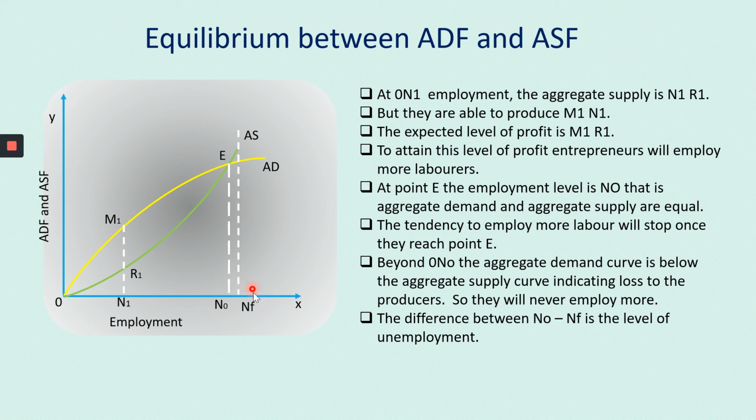This can be clearly understood because equilibrium is attained at N naught, but the level of full employment is at NF. So you have to understand that the equilibrium level of employment need not be full employment. The concept of effective demand becomes significant in explaining underemployment, the underemployment equilibrium. Hope you understood this, girls, the equilibrium between ADF and ASF.